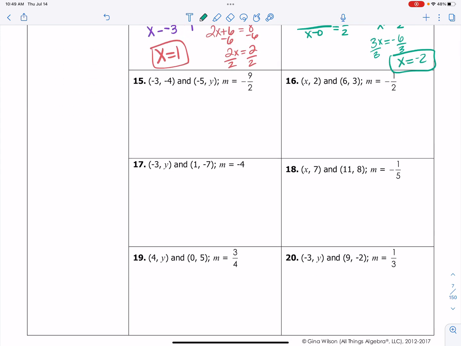Okay, so I would like you right now just to do, I think we don't need to do all 6 of these, but I would like you to do 17 and 18. Pause the video and do 17 and 18.